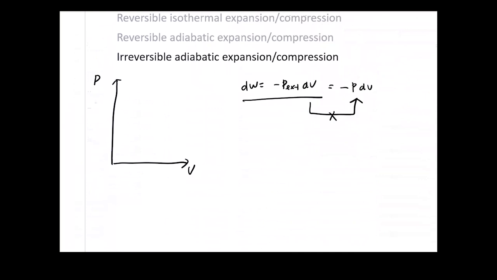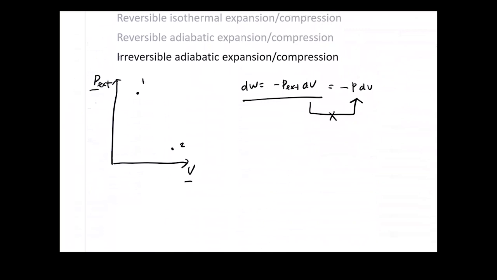So the very last one is the irreversible adiabatic expansion and compression. If you plot out the PV, you actually cannot plot PV anymore, right? Because right now you don't have a reversible process. Originally, we write dW equals negative P external dV. But this is not possible anymore because you don't have a reversible process. Therefore, you cannot plot out the PV plot. All you can plot out is P external versus V.